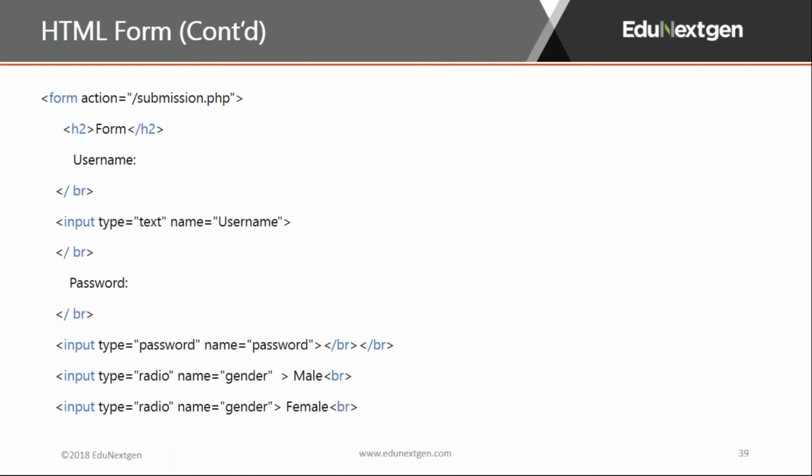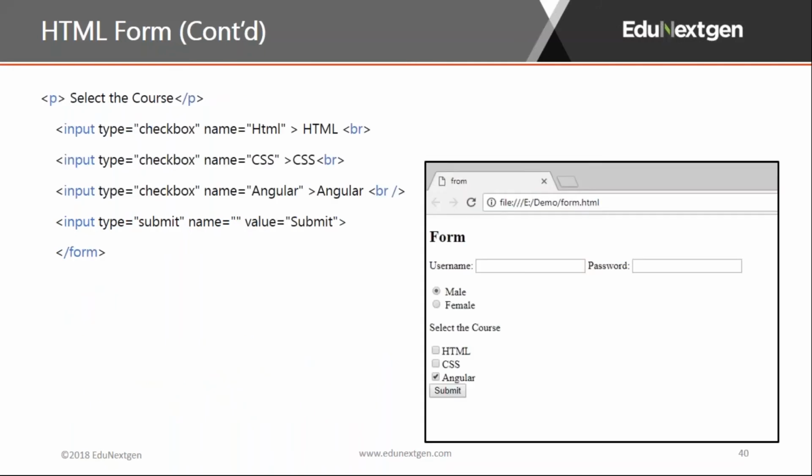So we have here a form. Here we can see the username and password. We have a radio button, male and female, and this is a checkbox, and we have a submit button here. Input type is equal to submit, name is equal to, we have given a blank here, we can put a name here. If we have many submit buttons, we can provide a name to have control in our forms, and the value is submit.